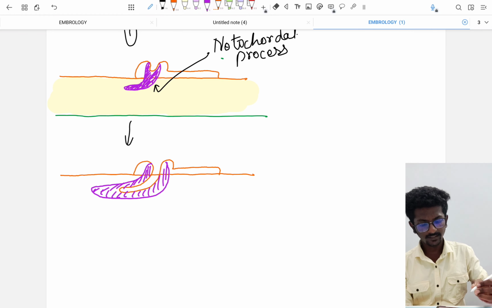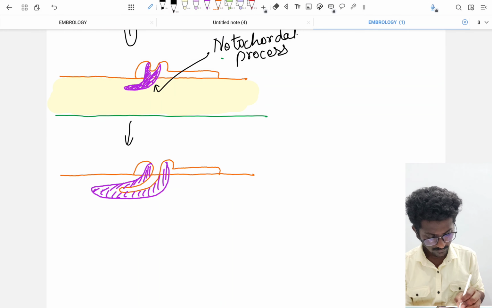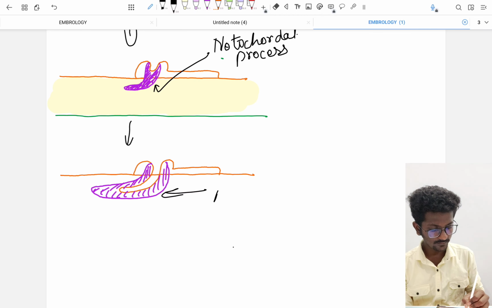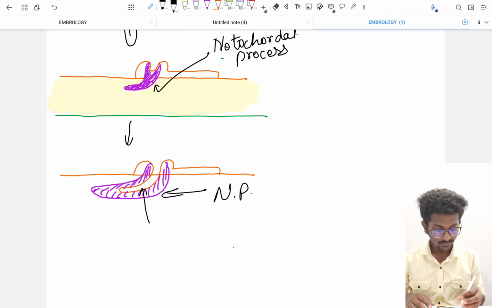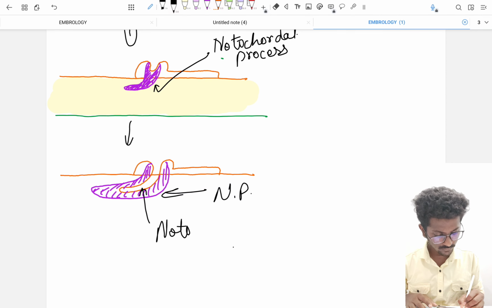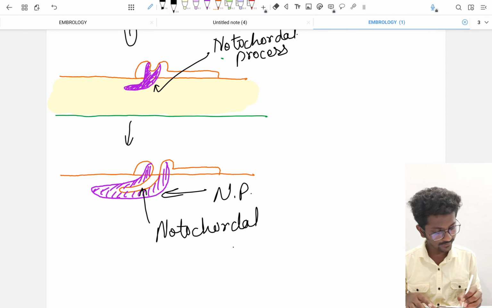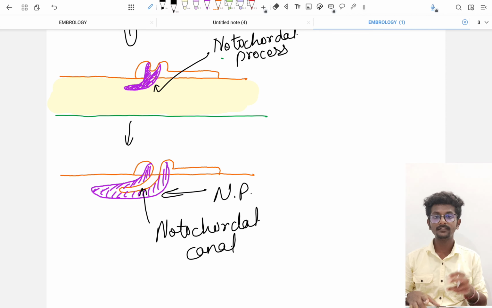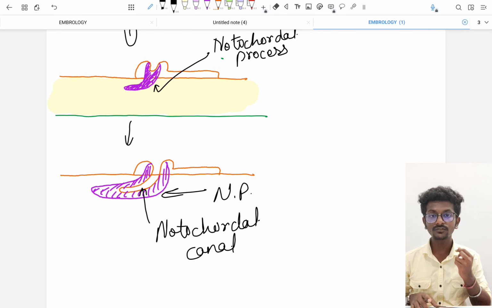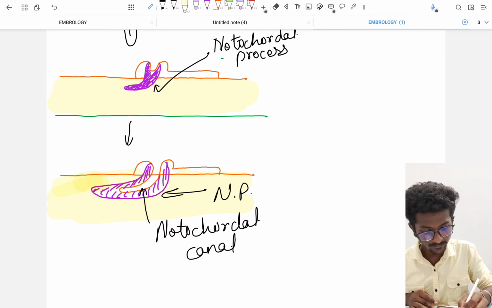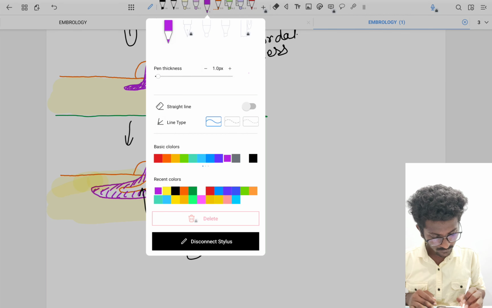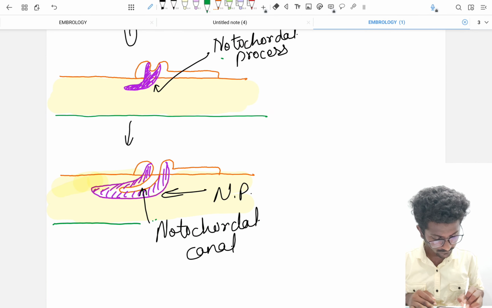Okay, now let's name these structures once again. So this is the same thing, the notochordal process, but now this pit is no more a pit. Now it is called the notochordal canal, because it has become a canal. It is surrounded by the intraembryonic mesoderm, and below that we have this endoderm.